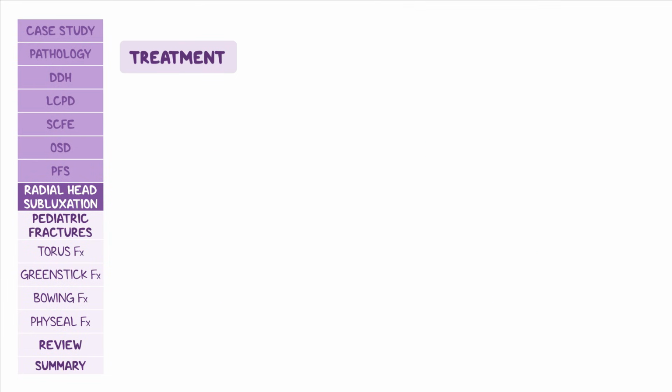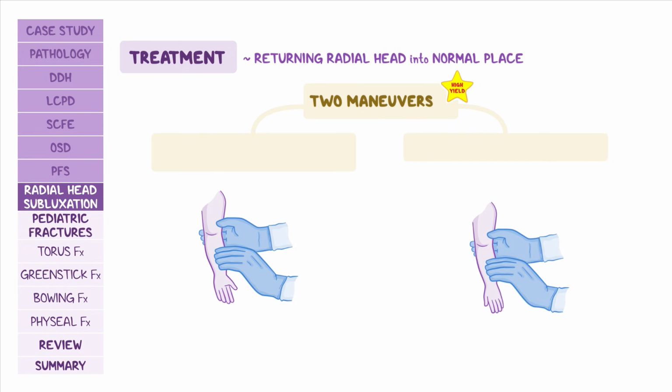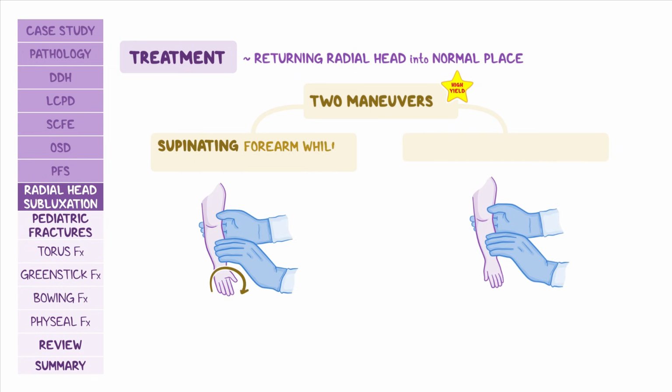Treatment of radial head subluxation aims at returning the radial head into its normal place. To do this, you should remember 2 maneuvers. The first one involves supinating the forearm while fully flexing the elbow, and the other one involves hyperpronation of the forearm, which is more effective and less painful.